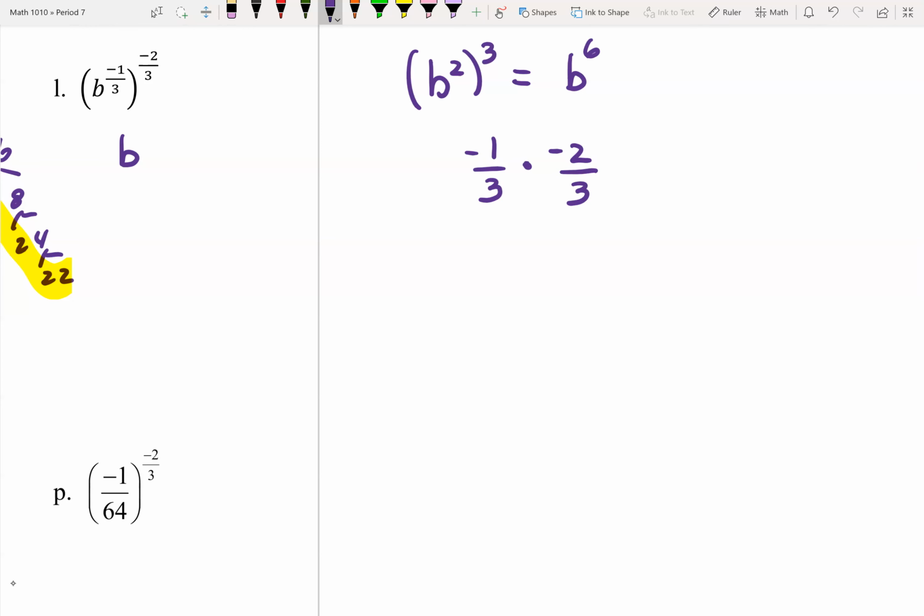You guys ready? A negative times a negative is a positive. I know that for sure. The top numbers get multiplied together. 1 times 2 is 2. On the bottom, 3 times 3 is 9. So that's B to the 2/9. Okay, freeze right there. Everybody in the room, grab your calculator. I'm going to show you how to multiply fractions on your calculator. Okay, let's do it. Grab your calculator and do it with me.